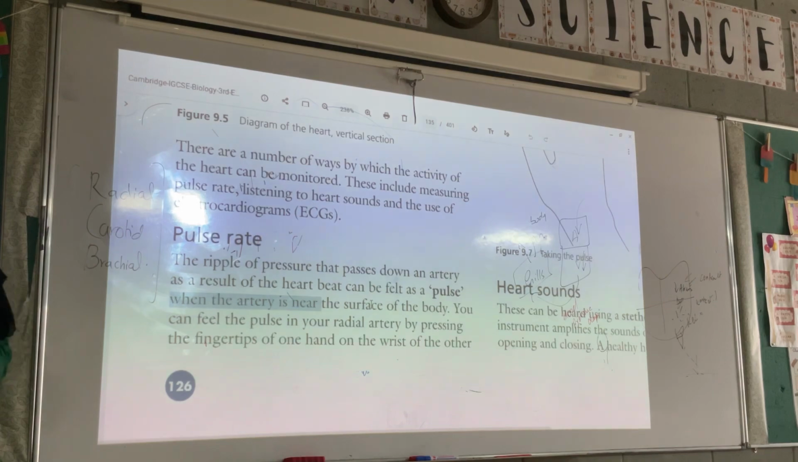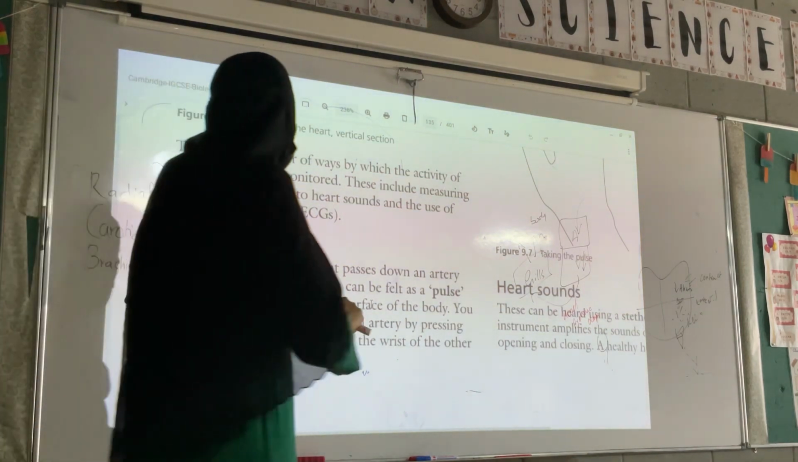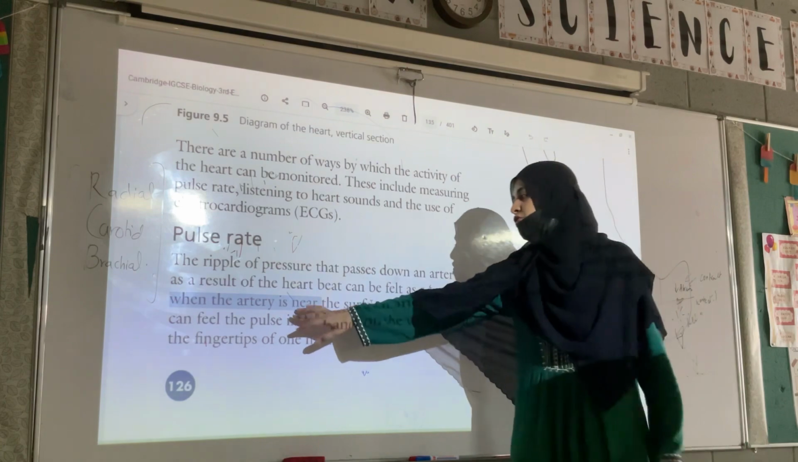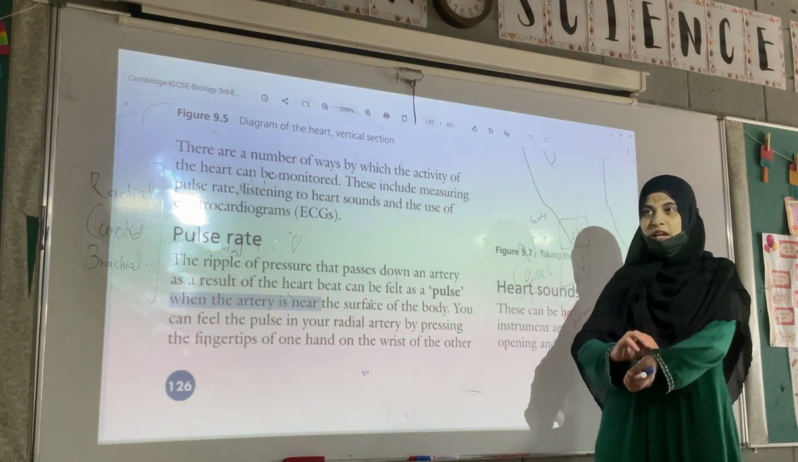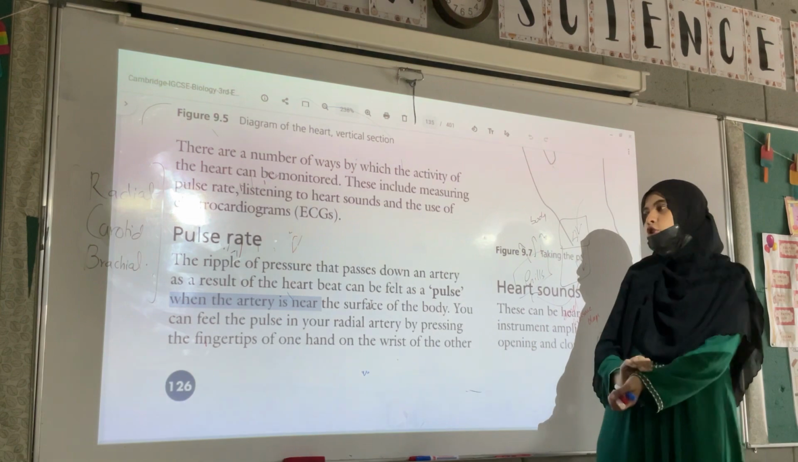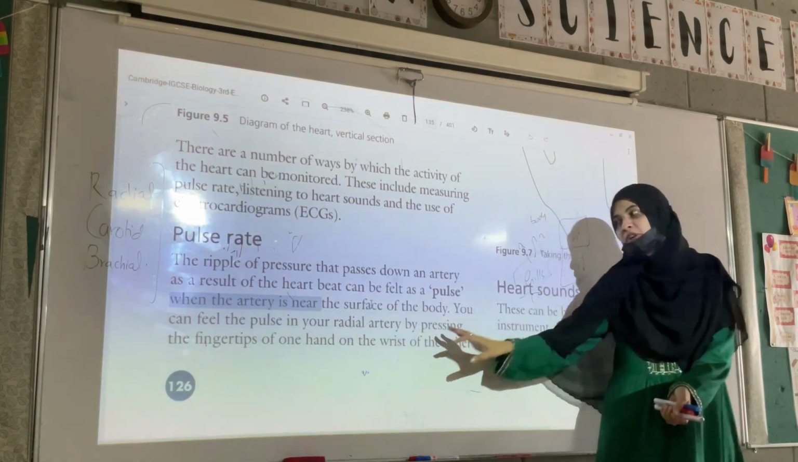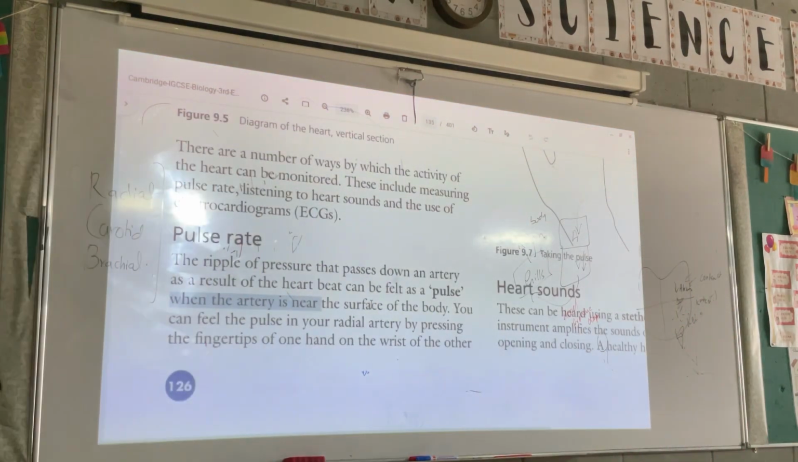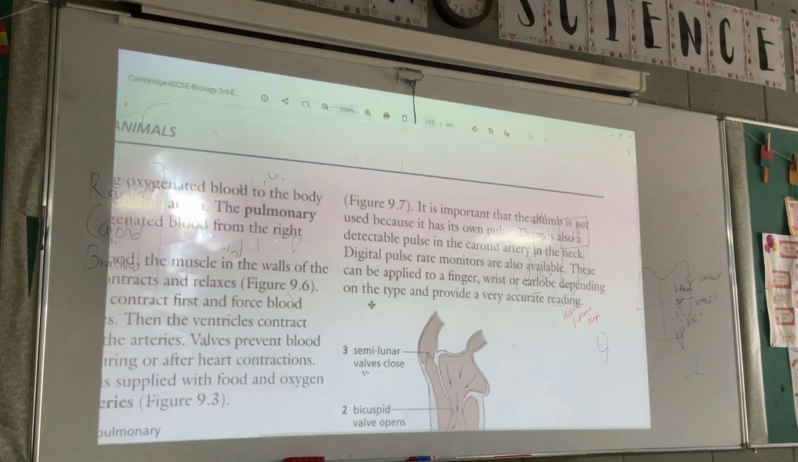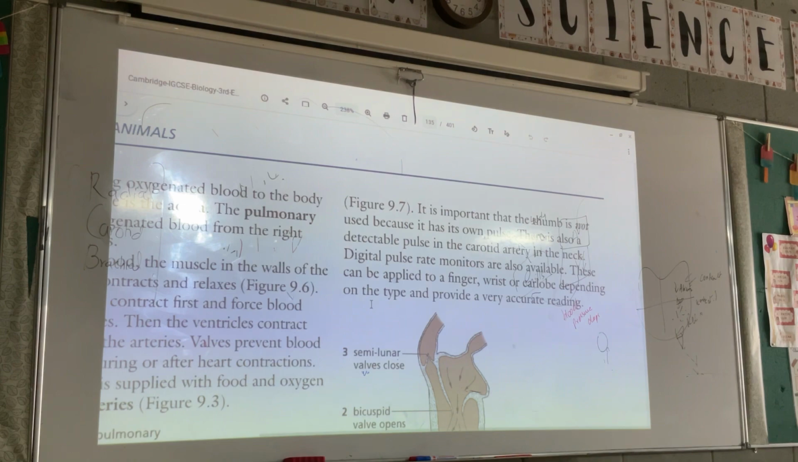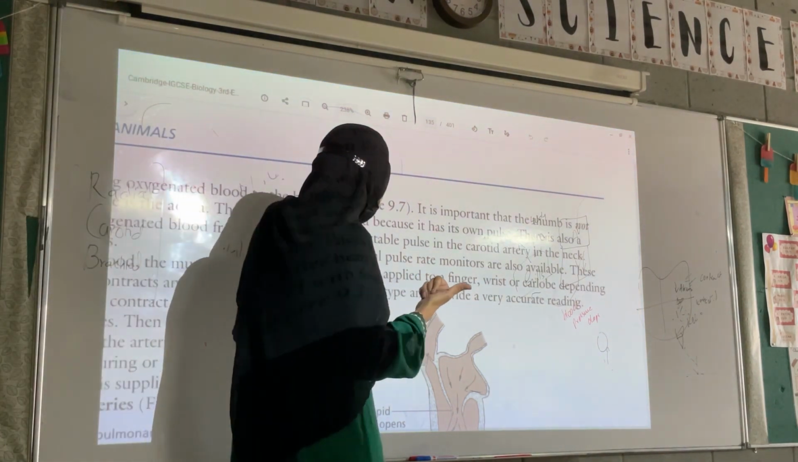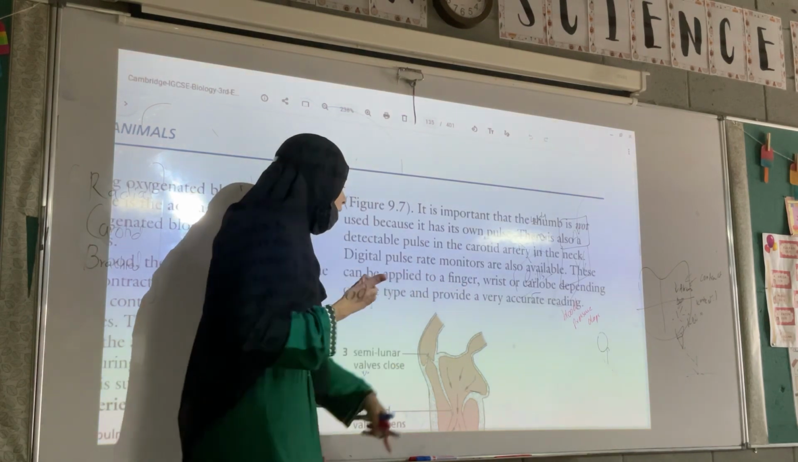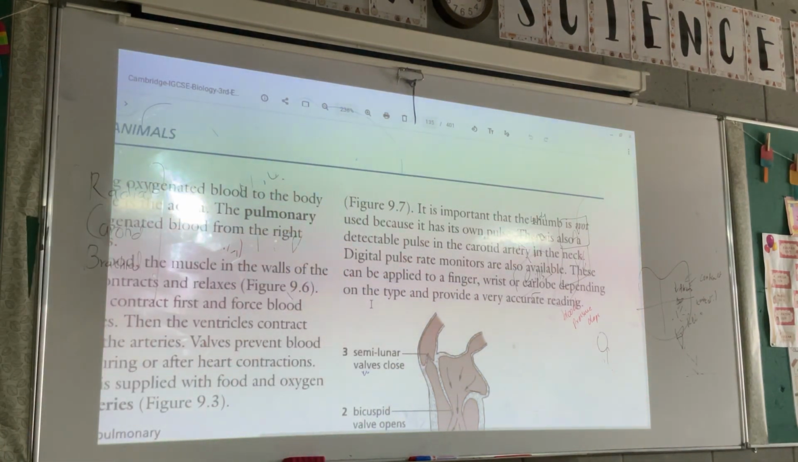So what actually causes that, for us to feel that? When the artery is near the surface of the body, the artery is carrying the blood, right? So you can feel the pulse in your radial artery by pressing the fingertips of one hand on the wrist of the other. What you are pressing is the blood that is going through the arteries, so you can feel the pressure. Why don't we use the thumb? Because the thumb has its own pulse. Okay, so this is one of the ways that we can know the heart rate.